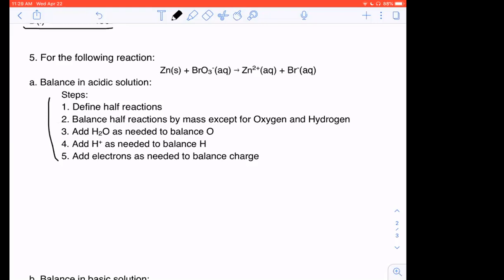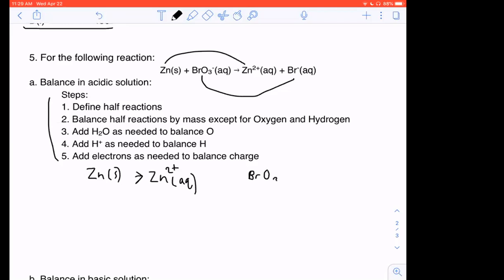And so looking at this, it should make sense that zinc and zinc 2 plus go together and BrO3 minus and Br minus go together, just because one of them is the only one that has zincs, one is the only one that has bromines. So the first half reaction then is going to be zinc to zinc 2 plus. The other half reaction then is going to be bromate probably. I'm not sure what this is called actually, but BrO3 minus, which is aqueous, going to Br minus, which is aqueous.